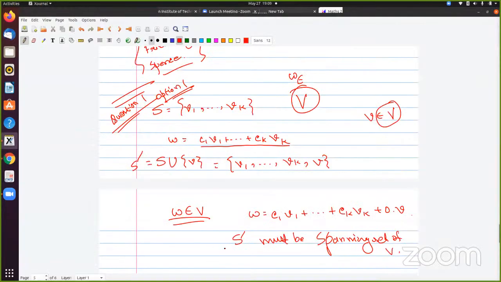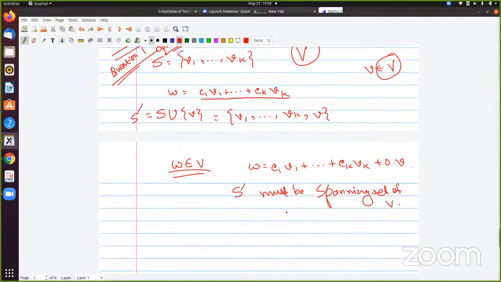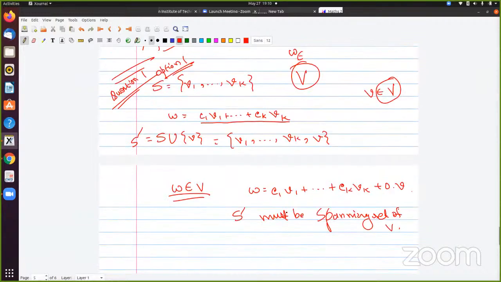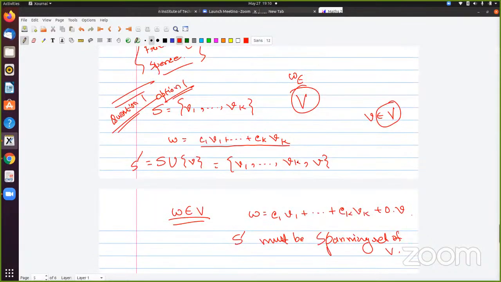Sir, in the first option, you said you're adding a vector to the spanning set, and the same thing you're subtracting from the spanning set. Still, it is a spanning set, right? No. In this first option, I am adding another vector from outside, which is not in S. Now here I am deleting one vector from here itself, among V1 to Vk. Suppose I am deleting Vk. Will it be a spanning set? That is the question.